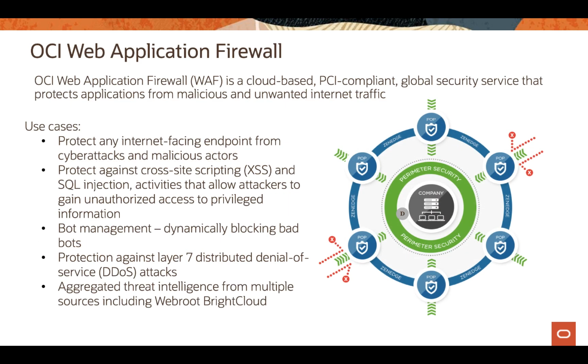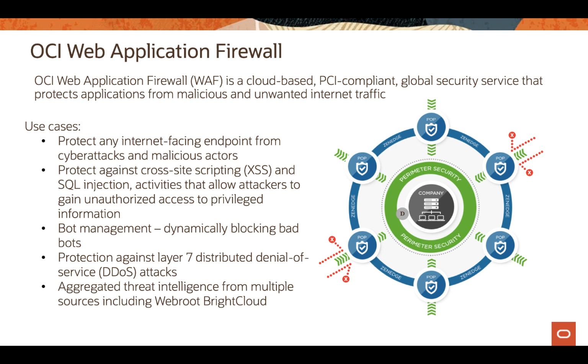WAF is a web application firewall. It's cloud-based and PCI compliant, and it protects against cyber attacks, like I mentioned before. This is OCI WAF. It can protect any internet-facing endpoint that can be hosted in OCI, and it can also be hosted outside of OCI. So if you have a web application running on premises and you want to deploy the WAF, you can do that as well, and point the WAF towards the public endpoint of your application that is up and running on your own premises. So it's easy to use WAF to protect your application that way.